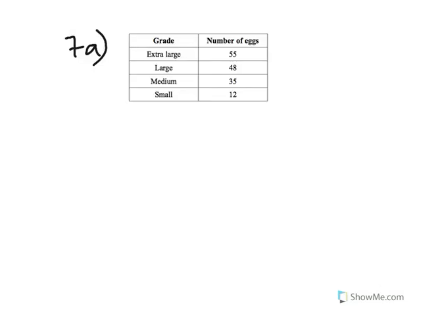Okay, for this question, you're given a table of the grade of eggs a hen lays in a year, and you're given the number of eggs it lays. And then they say in 7a that in the first 4 months of the year, the hen laid 60 eggs. So this data is from last year. Okay, now first of all, for this data from last year, let's find out the total number of eggs it hatched.